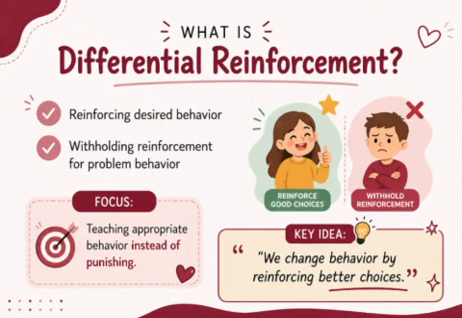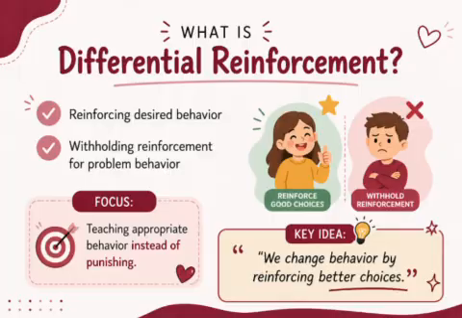Differential reinforcement is when we reinforce desired behavior while we withhold reinforcement for problem behavior. So in other words, instead of punishing behavior, we're going to focus on teaching and strengthening the better behavior. For example, in a classroom, if a kid is shouting out, you're going to reinforce them raising their hand rather than shouting out. So we can change behavior by reinforcing better choices, and that's what we're going to be doing when we're talking about differential reinforcement.